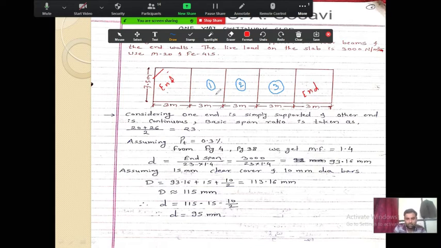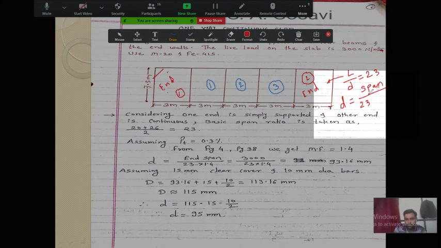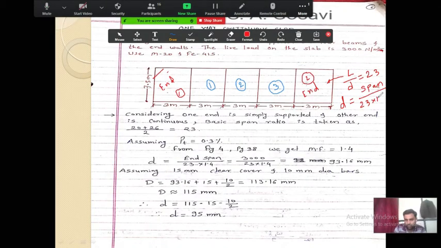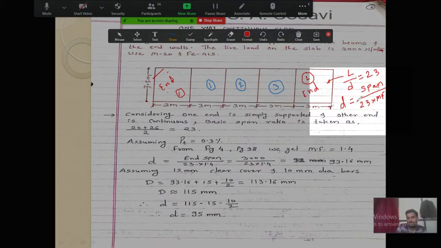Okay, so here that is first and second, whatever I have written in the red ink, number one and number two, here this design should be provided. Because for the end panel, what is the difference? For the end panel, the L by D ratio, we take as 23. We take D is equal to span divided by 23 into modification factor. Look at this, this is the most important point.